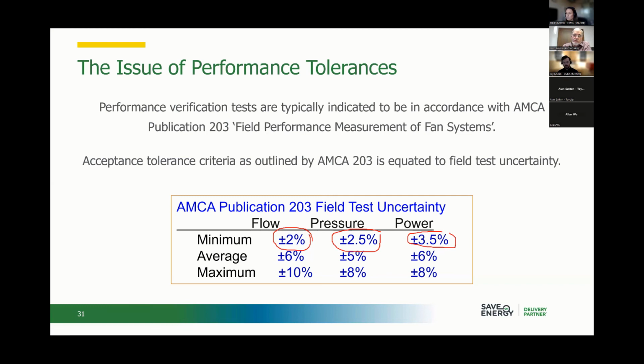Oh, and by the way, I did tell you that this is our minimum uncertainty. That means sort of the best test you can do. You start getting into the field sometimes, and we've seen this happen where a fan manufacturer will quote, oh yeah, we'll make the capacity and the efficiency of this fan, provided it's tested to the maximum uncertainty of the AMCA publication 203. Go to the next slide and let's see what the impact of this is.